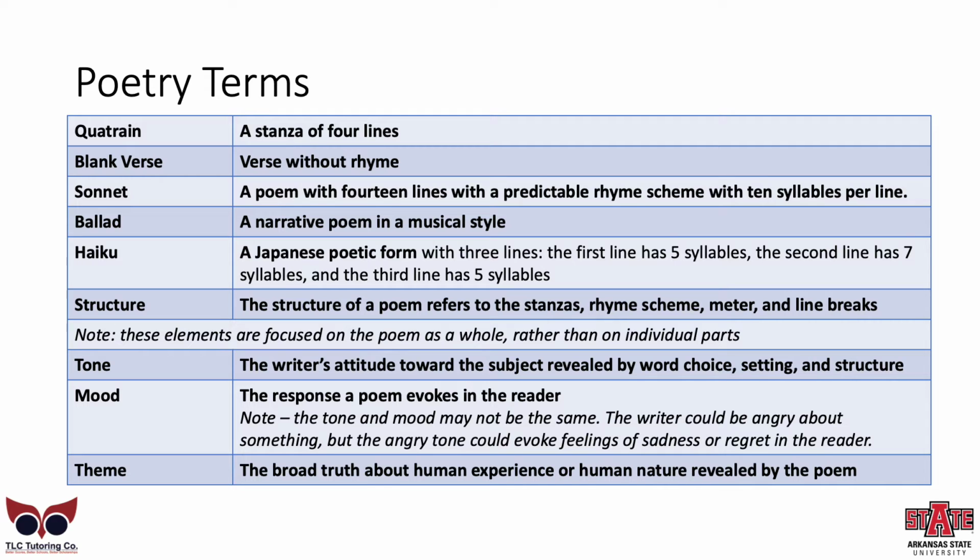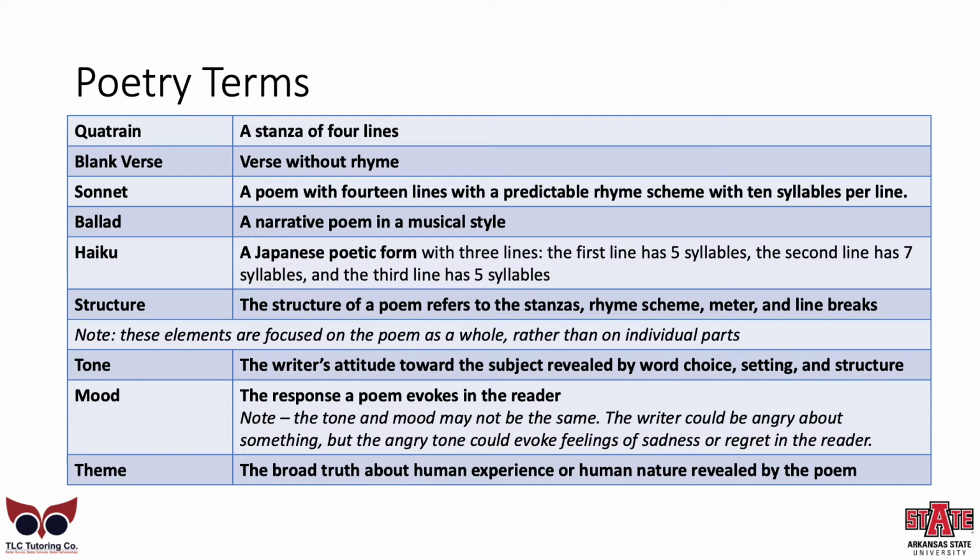Structure. The structure of a poem refers to the stanzas, the rhyme scheme, the meter, and the line breaks. On these final definitions, note that these elements are focused on the poem as a whole rather than on individual parts. Tone is the writer's attitude as revealed by the word choice, setting, and structure.